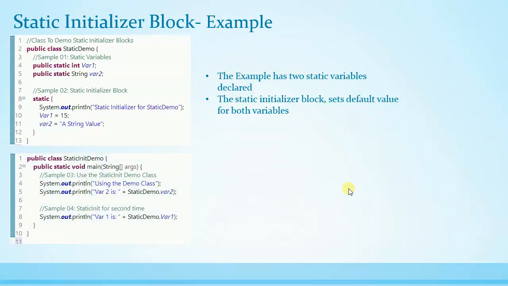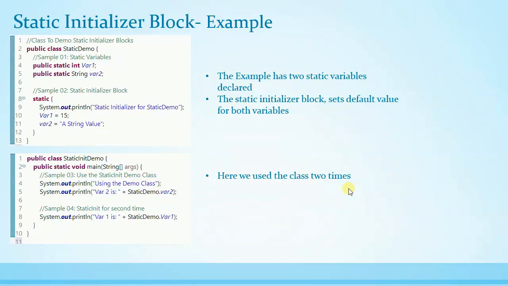So here is the StaticInitDemo. This is our main class. Here we used StaticDemo 2 times, one at line 5 and another at line 8. In line 5 we accessed a static string, and in line 8 we access the static integer. If you look at line 9 in the first code block, inside the static initializer block we have a console output just to state that the static initializer block is called. This way we can see how many times it gets called.